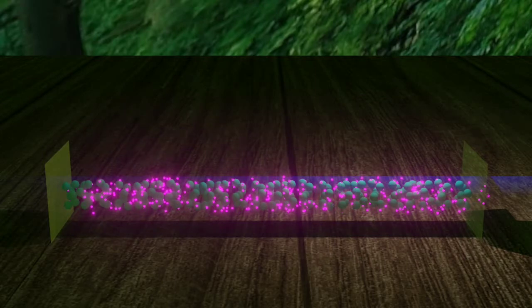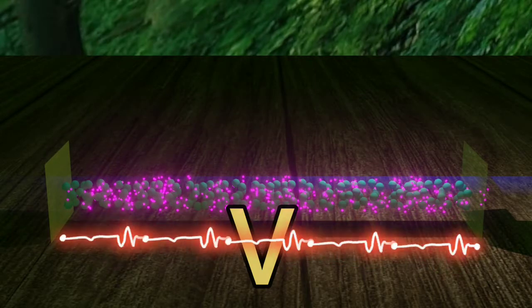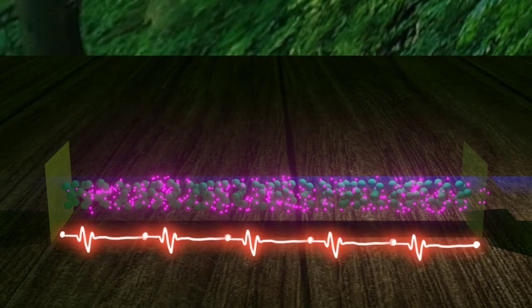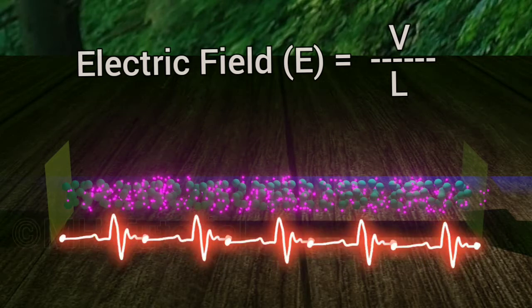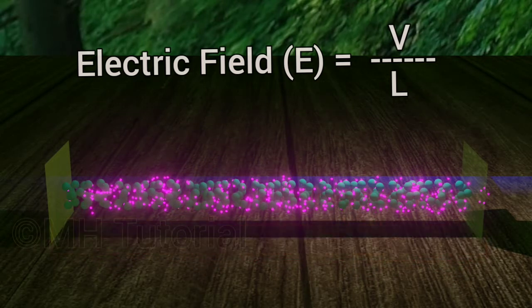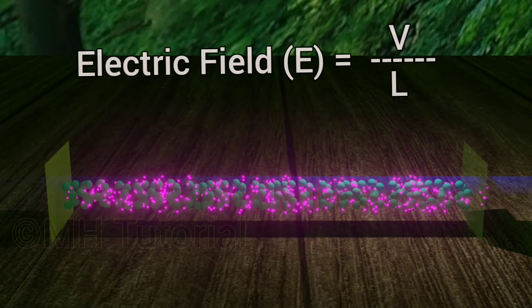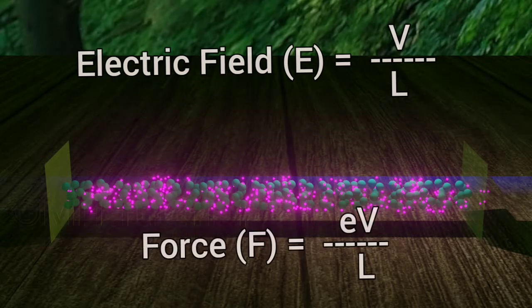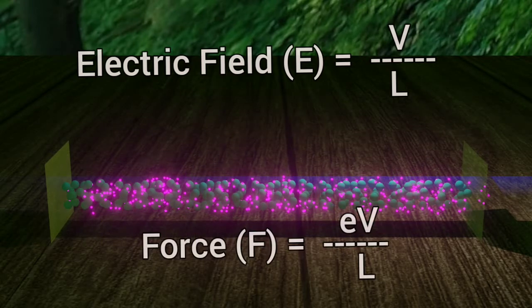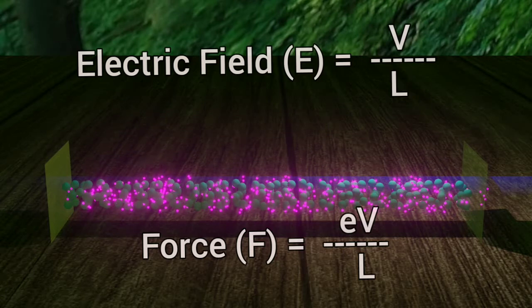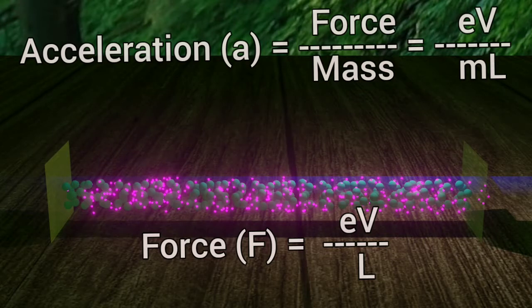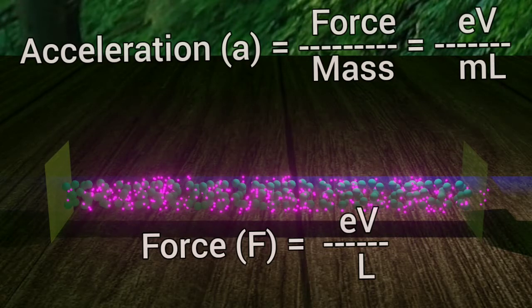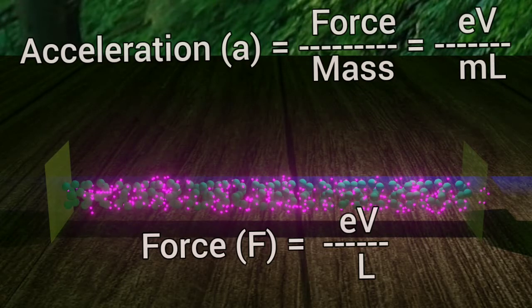Let voltage difference between two ends be V. Then electric field between them will be V by L. L is the length of the wire segment. Force acting on an electron is eV by L, where e is charge of an electron. Therefore, acceleration of the electron is force by mass, or eV by mL. Here m is the mass of an electron.